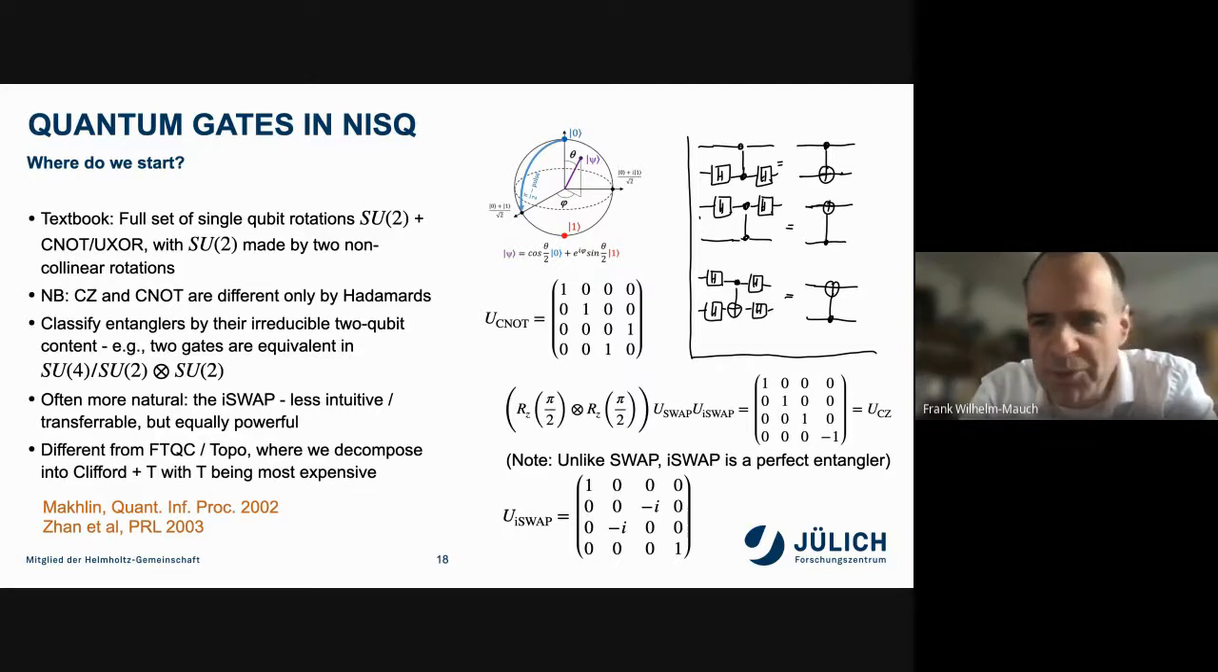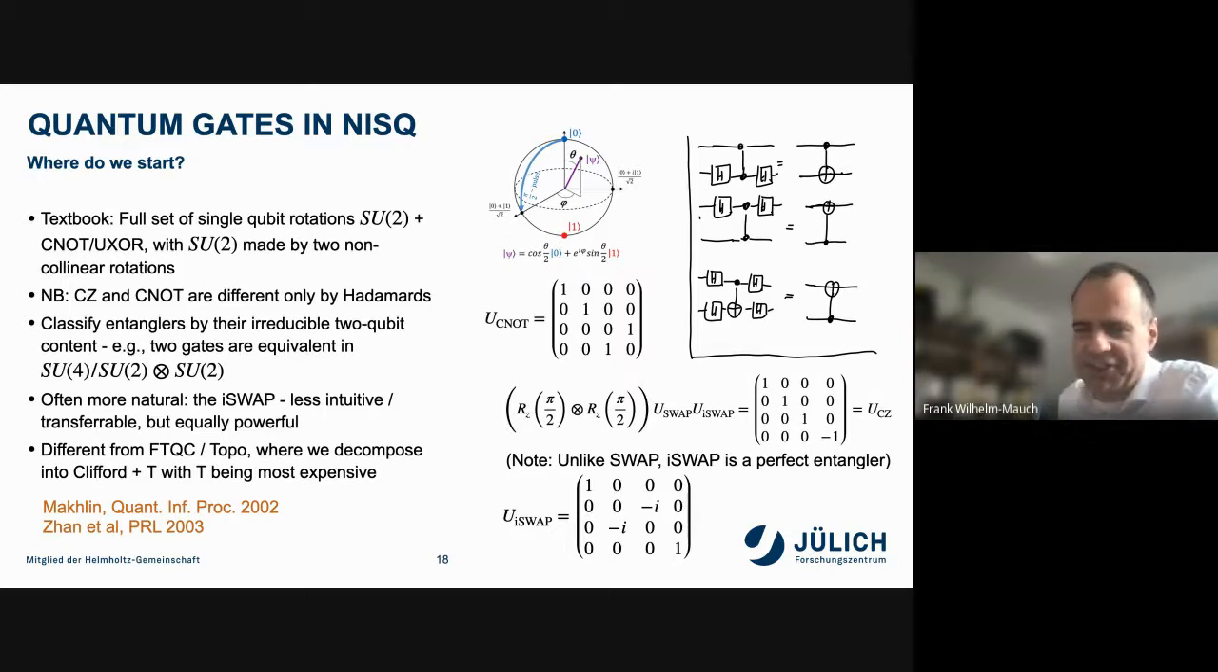Now, one thing you realize, and this is shown with this hand drawing on the upper right, is that XOR is equivalent to controlled Z. Simply by a Hadamard on the target qubit, you can swap them around. So we should really, whenever we talk about 2-qubit gates, talk about classes of gates that are equivalent up to single qubit rotations, specifically because single qubit rotations are also really cheap.